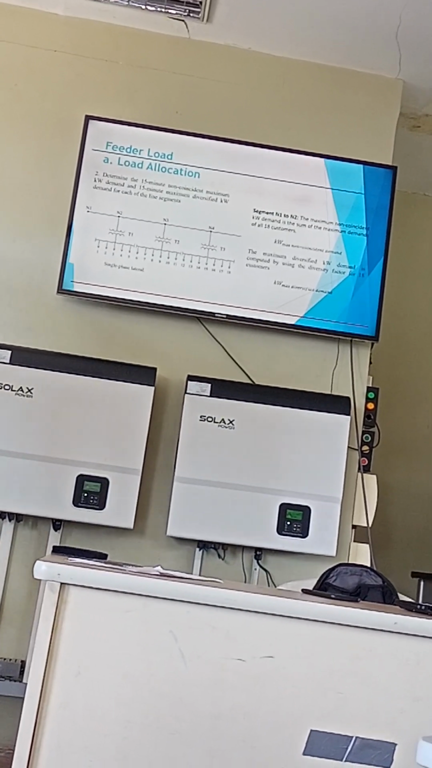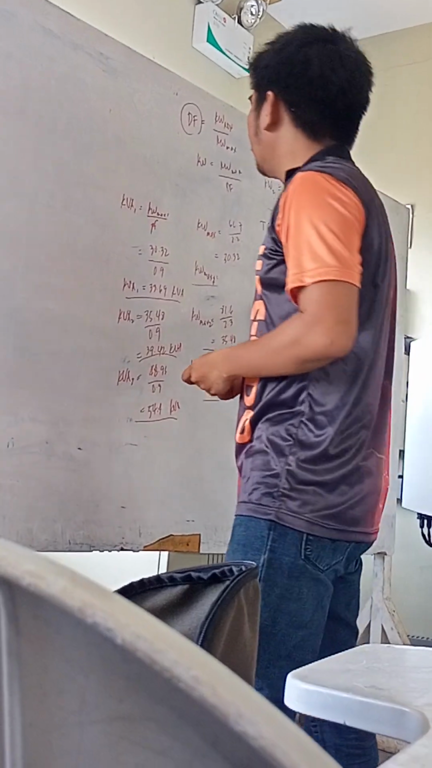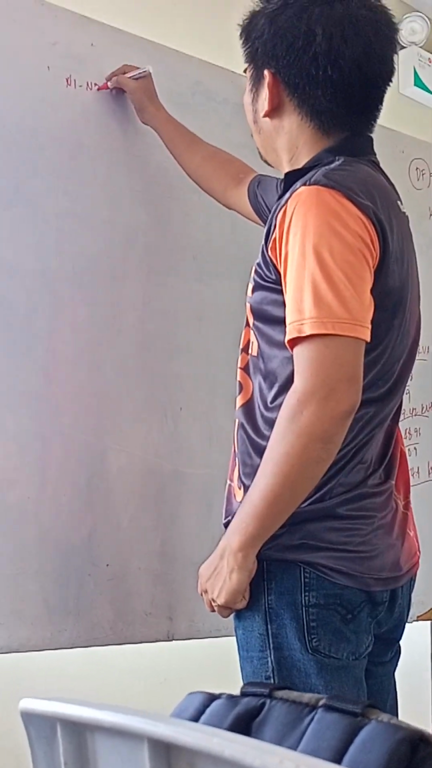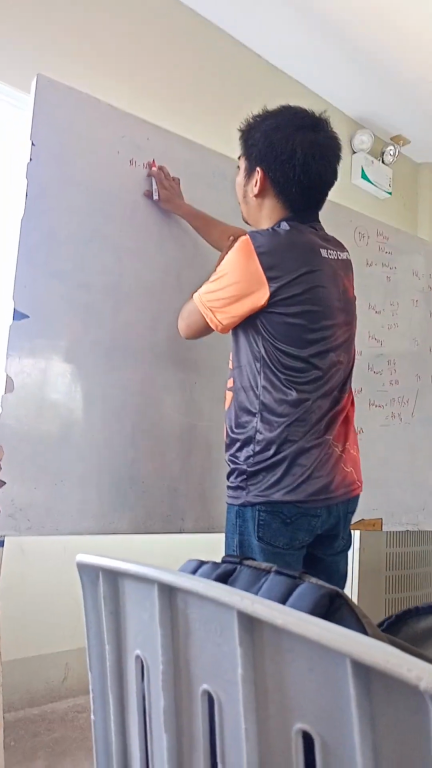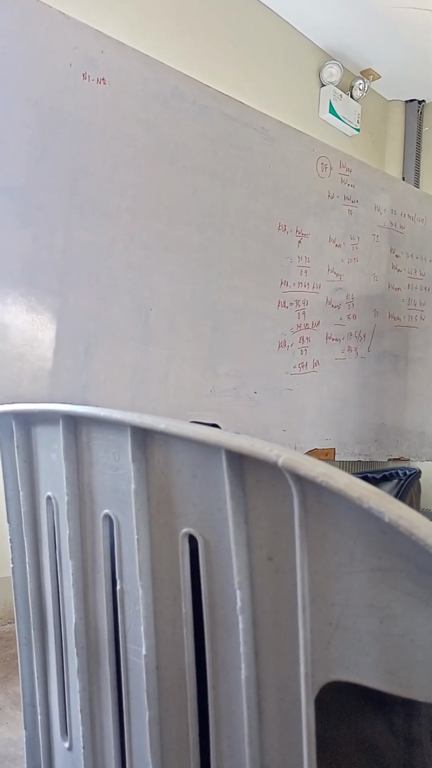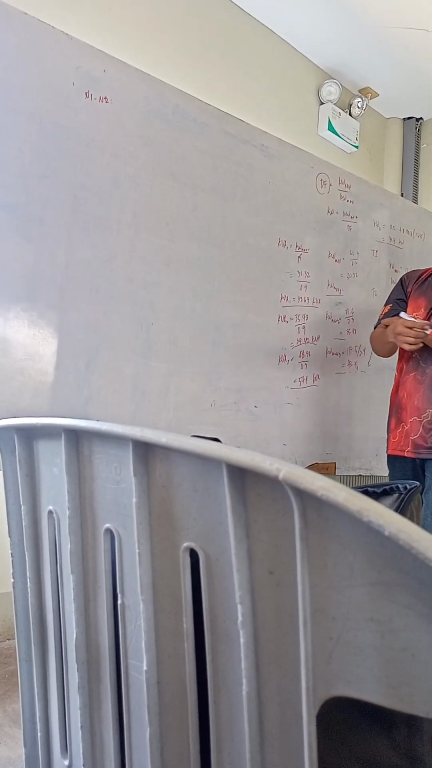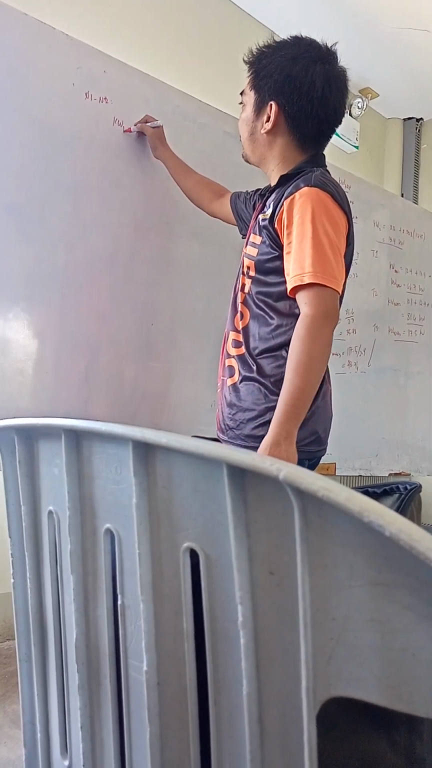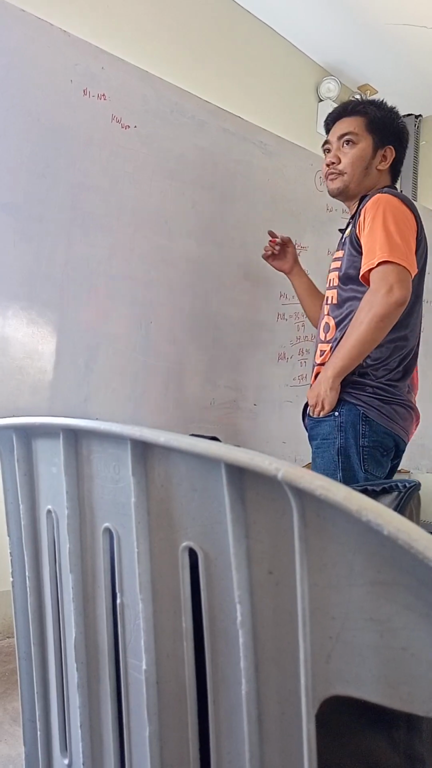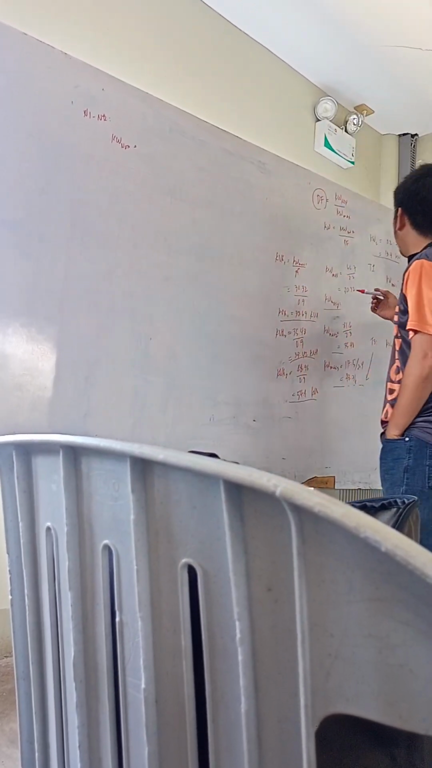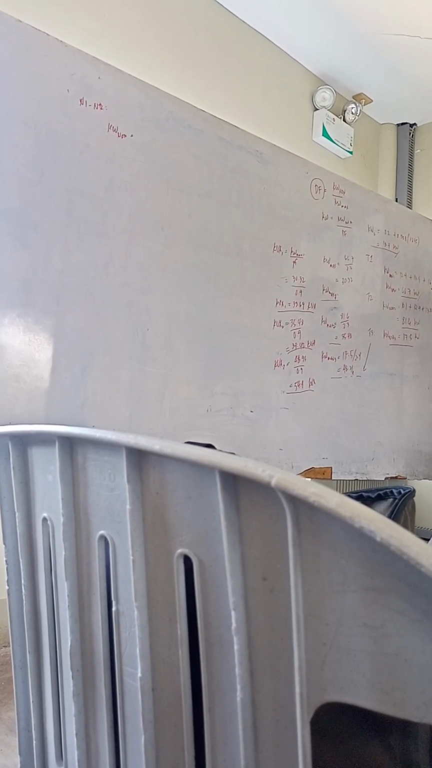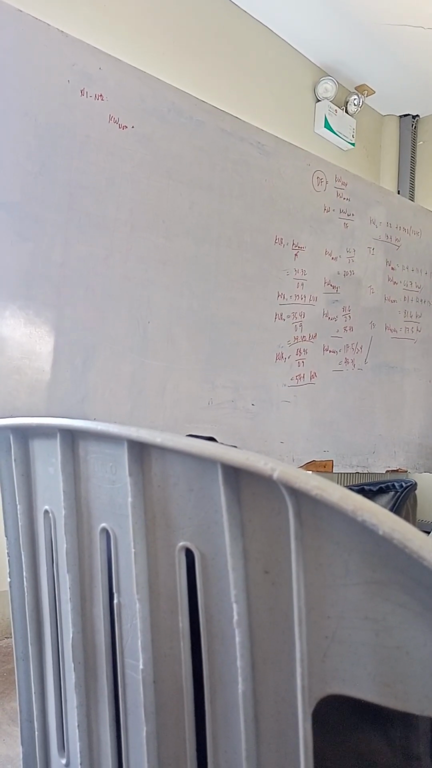So we need to segment, starting with N1 to N2. We have around 18 total customers connected, then we need to get the non-coincident kilowatt, which is the summation of all maximum demand of customers. So what is the summation? We have 13.4 plus 66.7 plus 117.5.